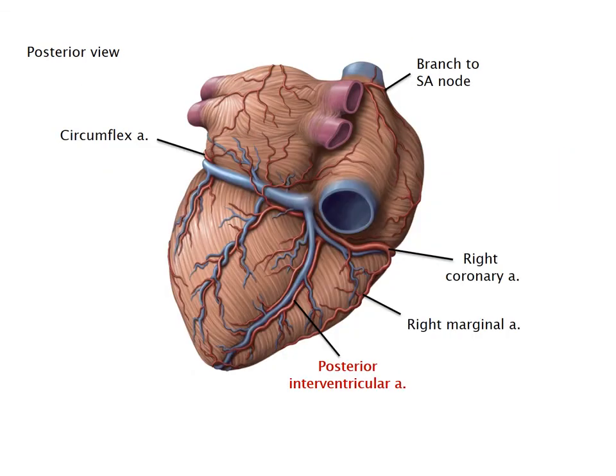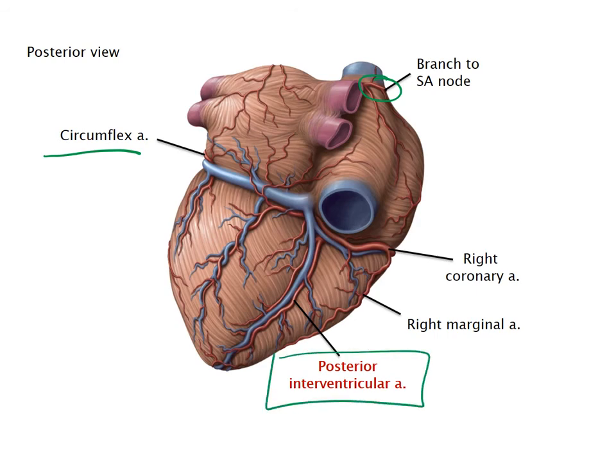From this view of the diaphragmatic surface, we see the circumflex artery sneaking around to supply the lateral wall of the left ventricle, and the branch to the SA node is here, coming up to supply the sinuatrial node. We also have a better view of the right coronary artery terminating as the posterior interventricular artery.